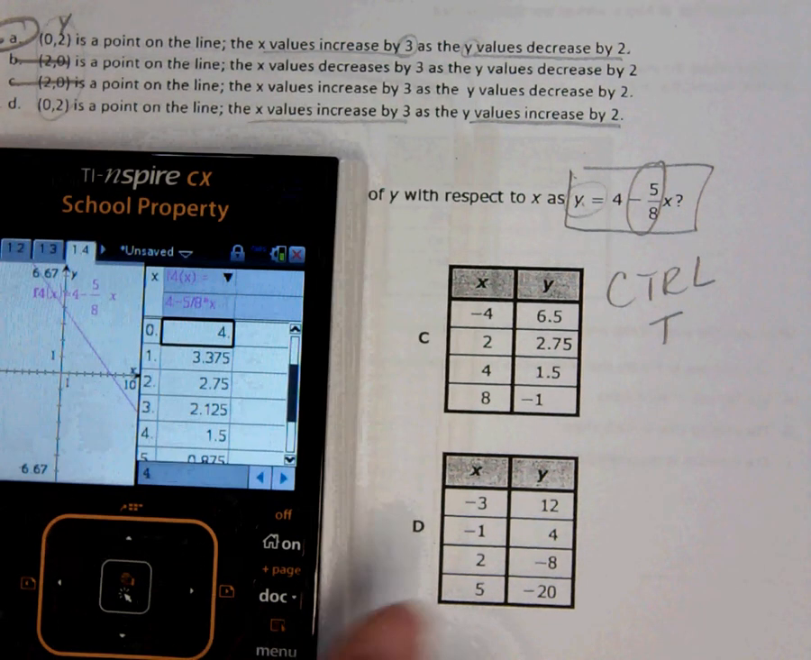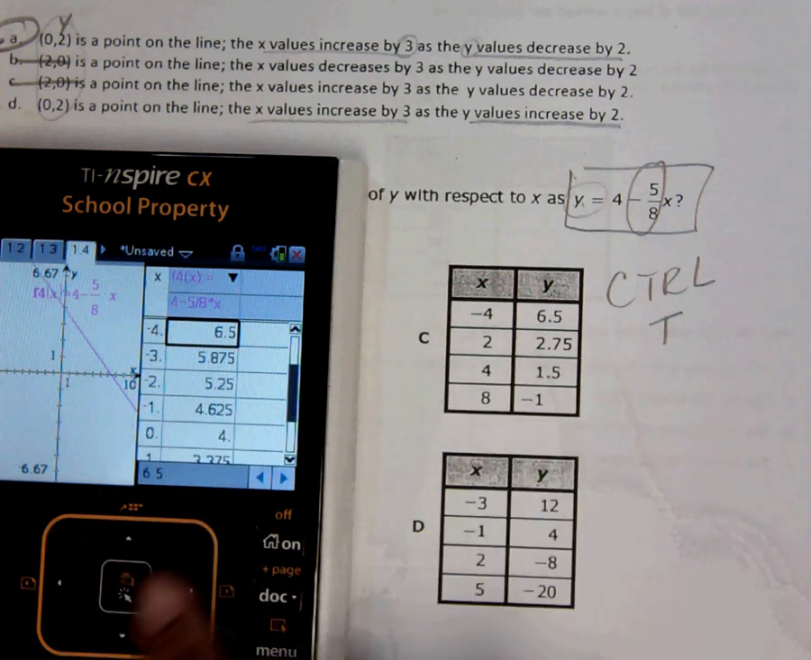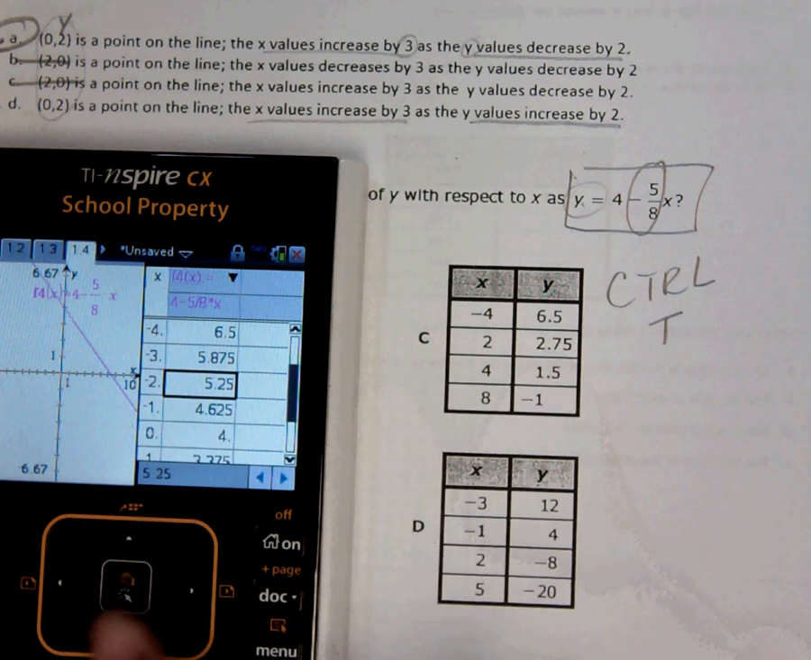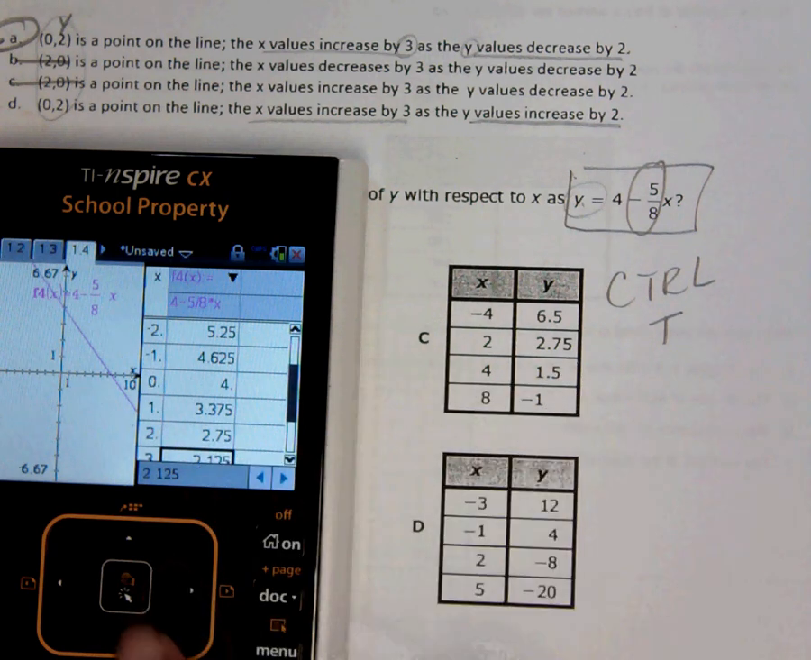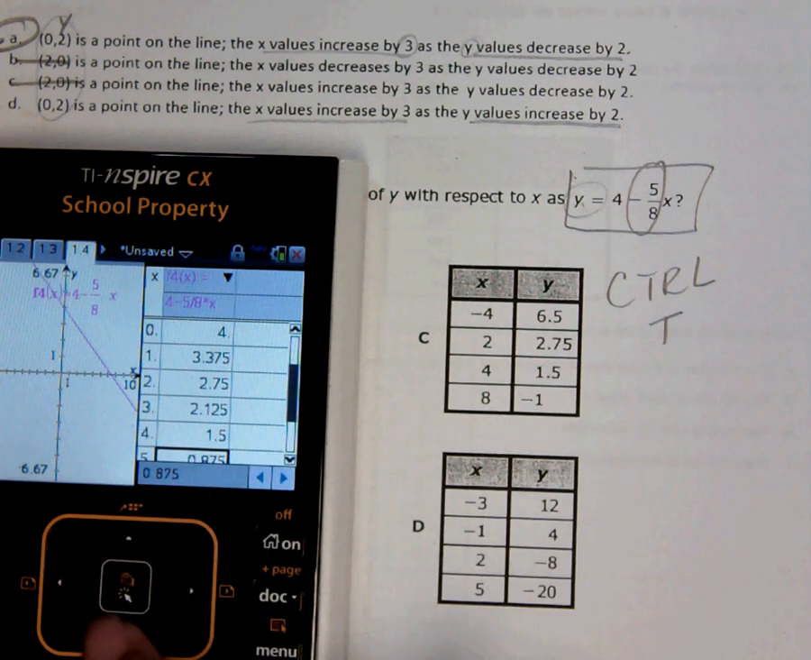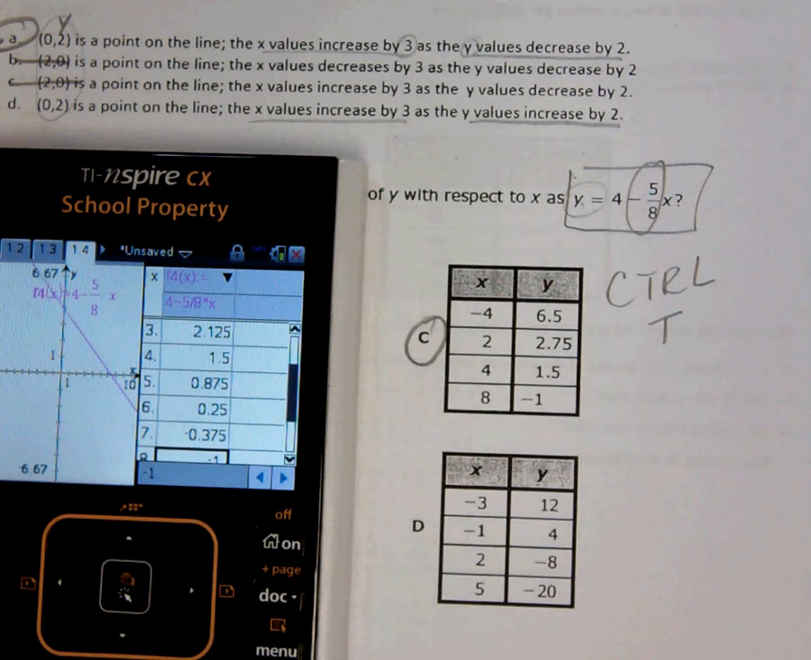And we find a table that matches. Well, this one says -4, so let me go up to the negatives, and it's a 6.5, okay? 2 is 2.75, it's a C, yes. 4 is 1.5, yes. And 8 is -1. We found it. It was a C. So that was a freebie.